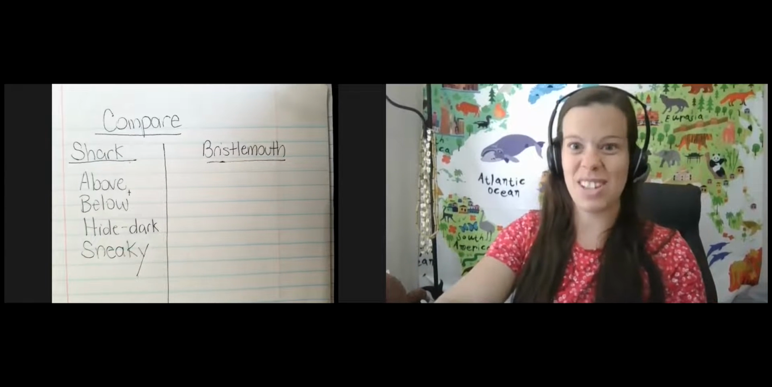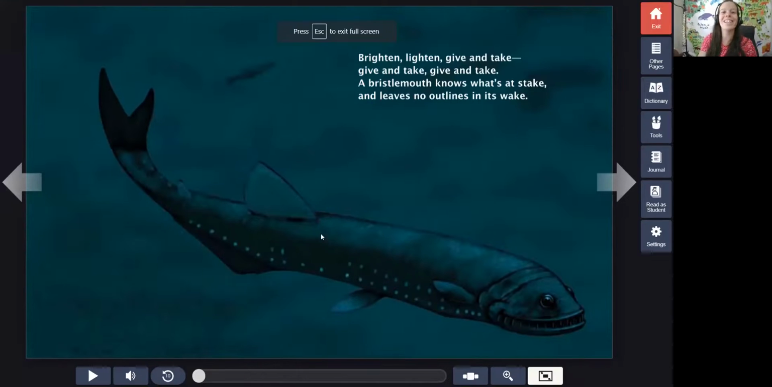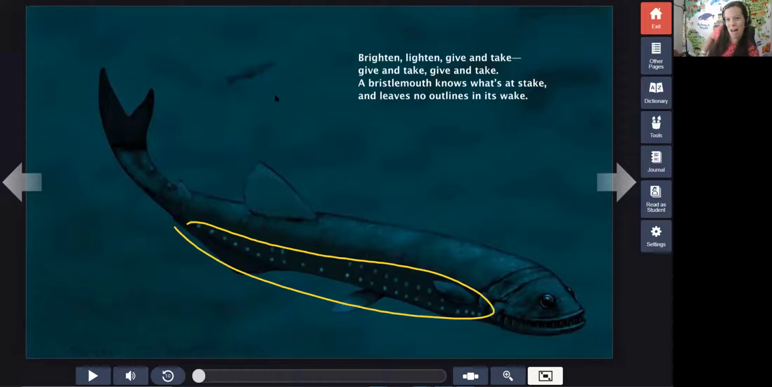Okay, let's take a look at that bristle mouth. Ugh, it's so creepy looking. That's why I picked it though. Okay. Brighten, lighten, give and take. Now this whole picture is super dark, but it's talking about brighten and lighten. Do you see anything on the fish that is brighter? Do you see right here on the side of its body? It has like lights on it. That's so weird.